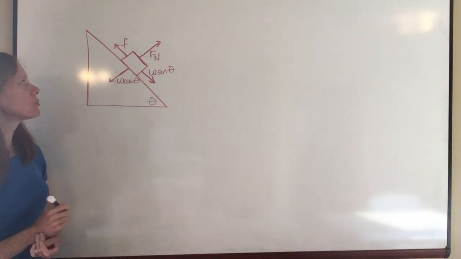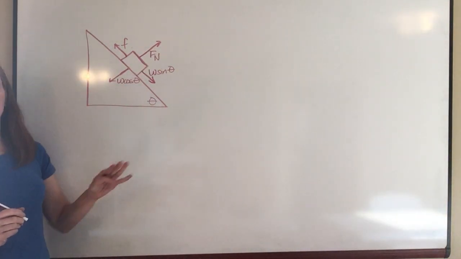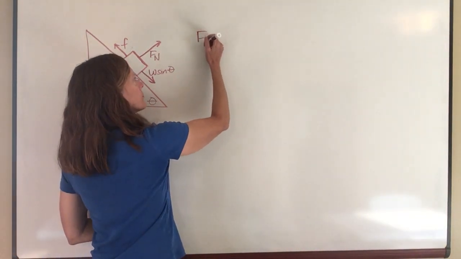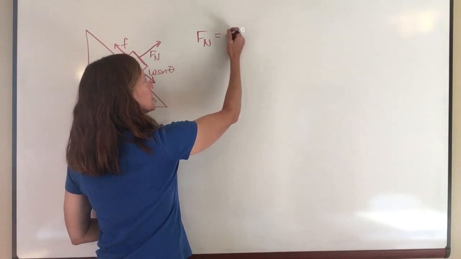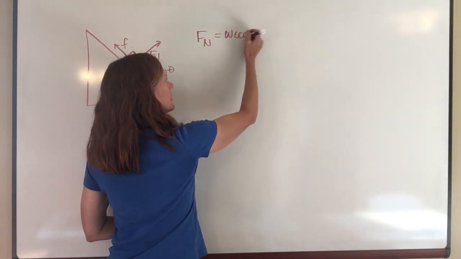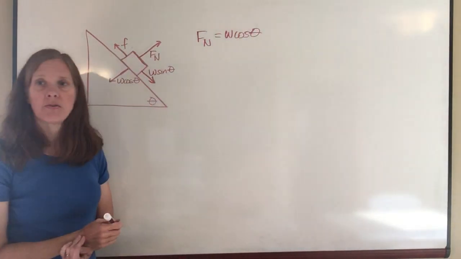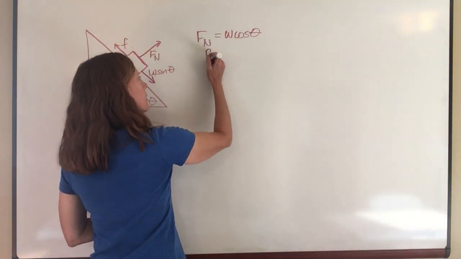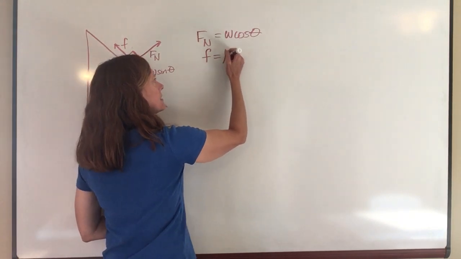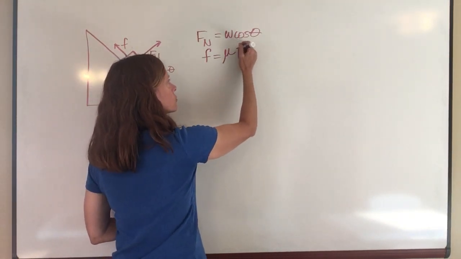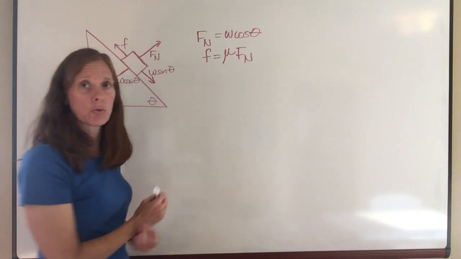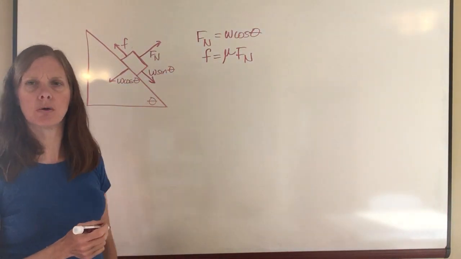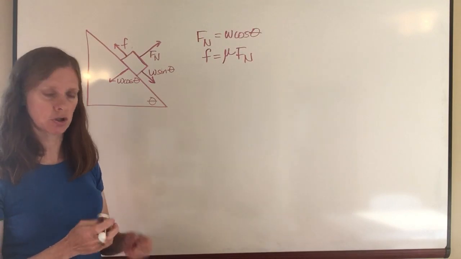Now, how can I relate these four forces to each other? Well, I already told you that the normal force is going to be equivalent to the weight times the cosine of theta. So I know that relationship. Okay. I also know that the frictional force is equal to the coefficient of friction times the normal force. Okay, we had that from a couple modules ago, so that should be something that's familiar to you.